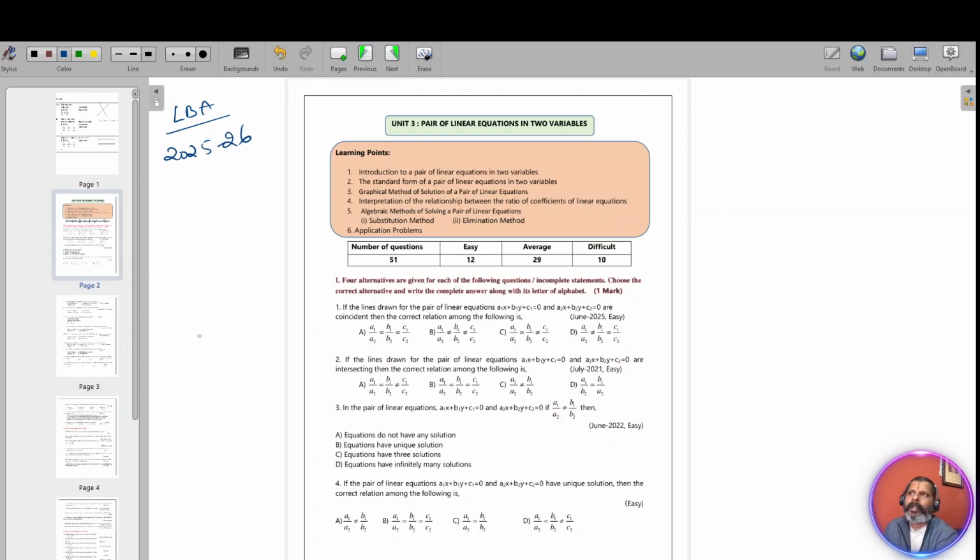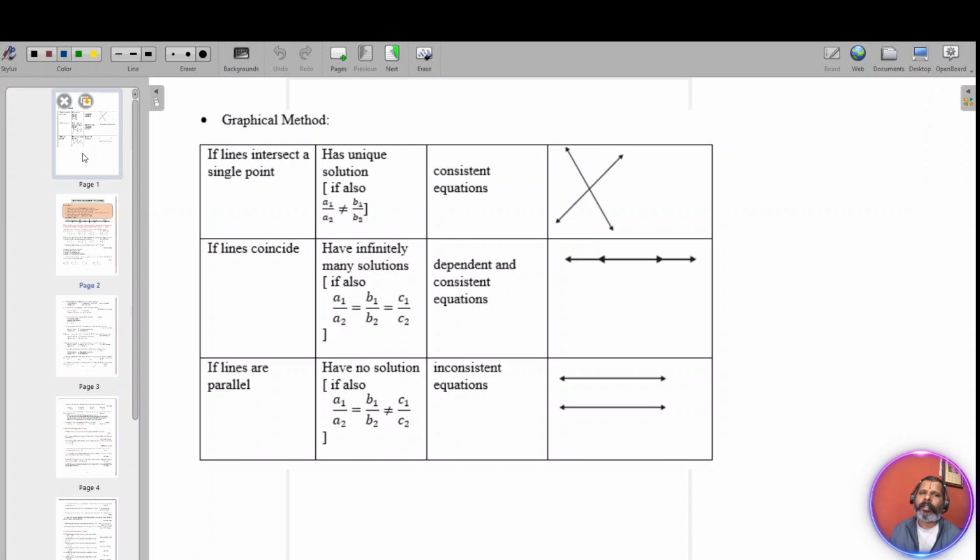In the linear pair of linear equations we need this table, very important. Based on this, 1 mark questions will be asked in different types. We'll just recap and then move there.